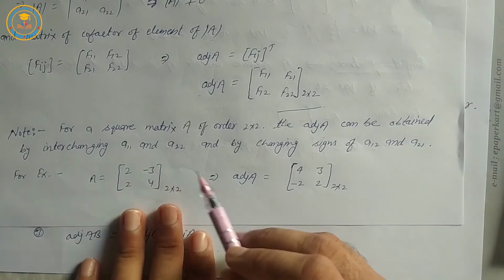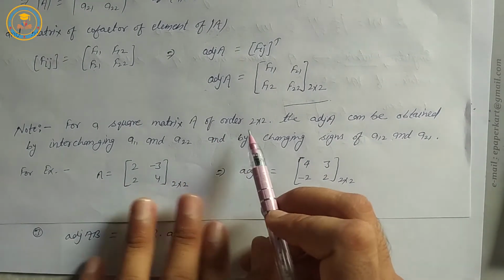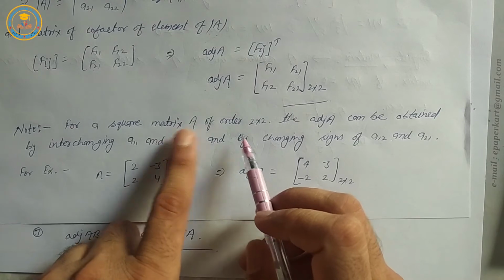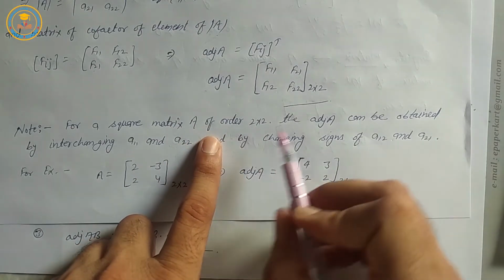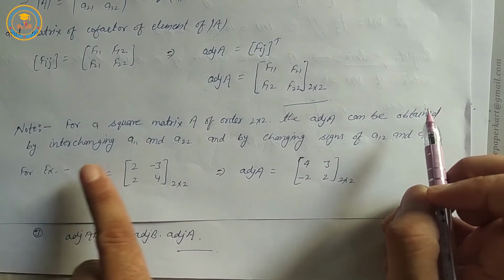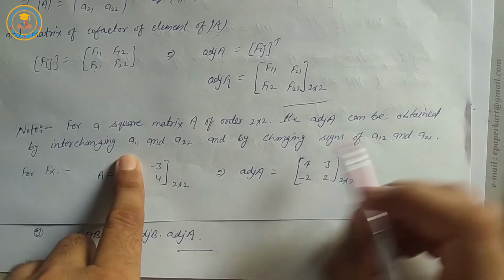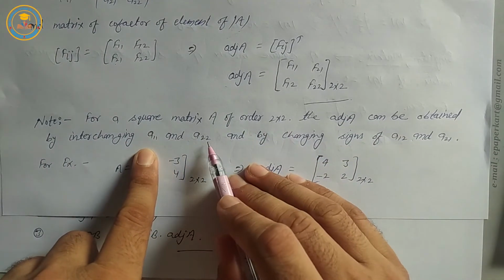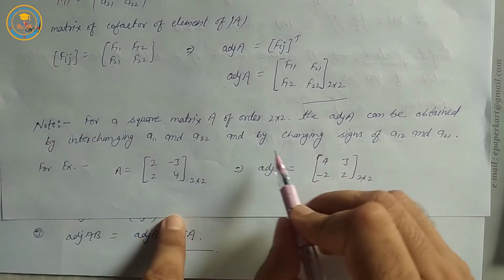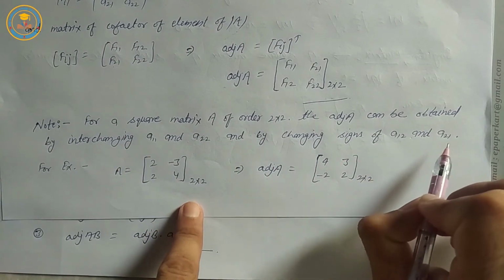Note: for a square matrix A of order 2 by 2, the adjoint can be obtained by interchanging A11 and A22 and by changing the sign of A12 and A21.